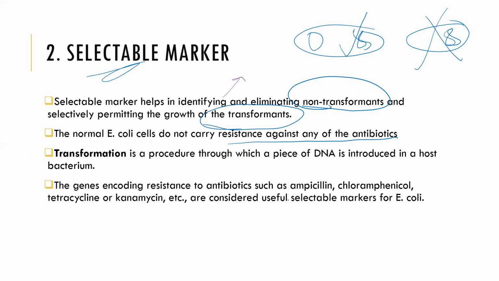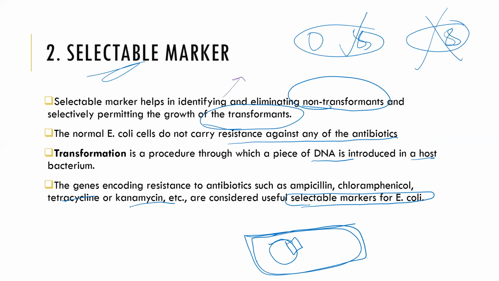Transformation is a procedure through which a piece of DNA is introduced into the host bacterium. In the plasmid DNA, we are actually producing a foreign DNA and it is introduced into the host, which is the bacterial cell. The genes encoding resistance to antibiotics such as ampicillin, chloramphenicol, tetracycline, or kanamycin, etc., are considered useful selectable markers. So, in this particular case, we are looking at two antibiotics. One is ampicillin, and the other one is tetracycline. So, these are useful selectable markers.